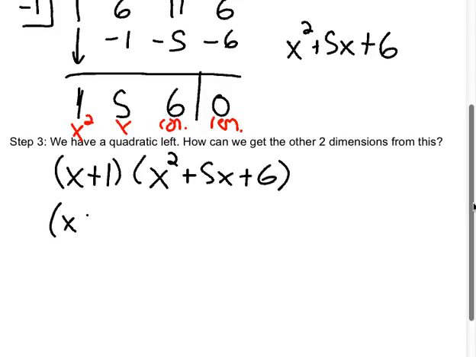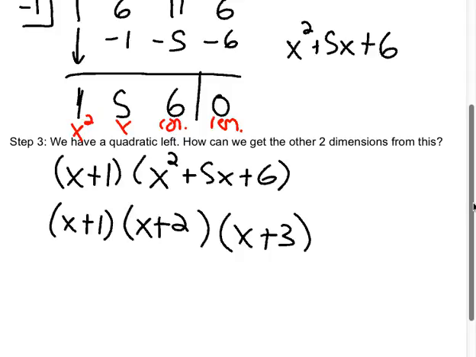Well, how could I get the other dimensions? Well, in this instance, I think you'll notice that this actually factors, all right? If you factor this out, you can get x plus 2 and x plus 3. So these would be the width, the length, and the height of that box.